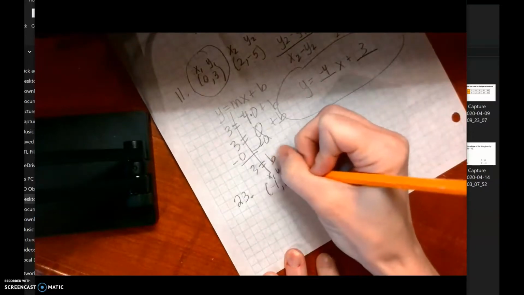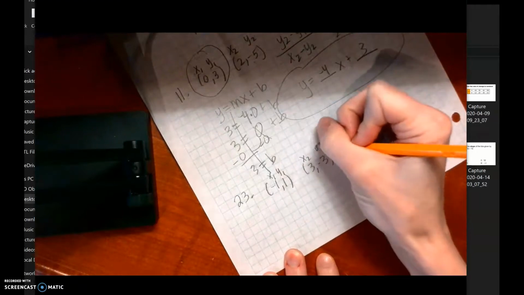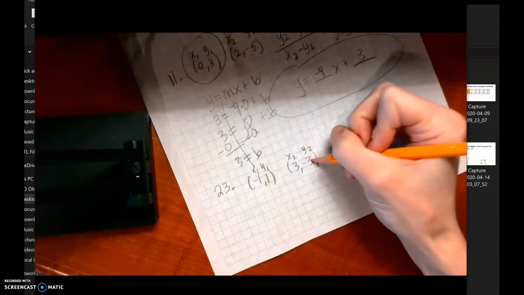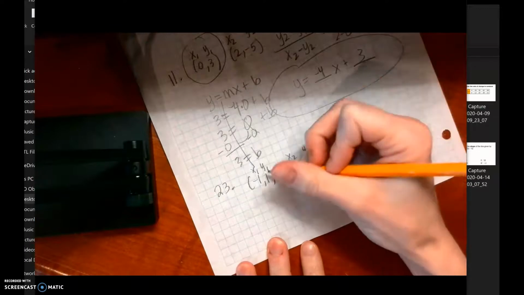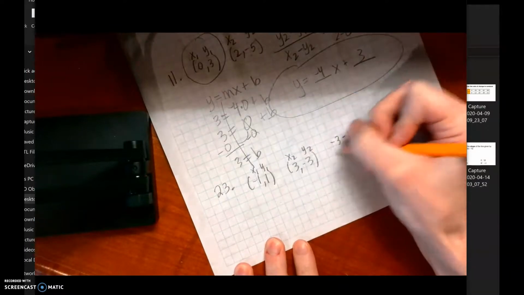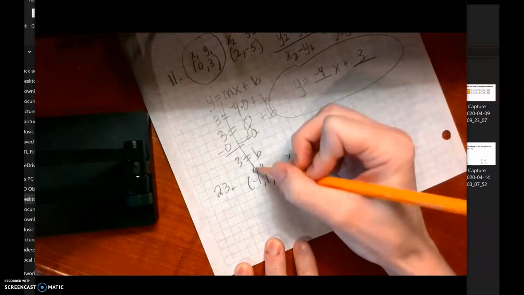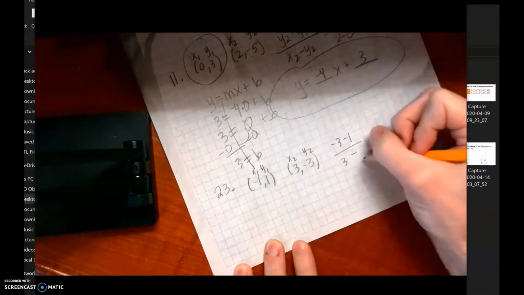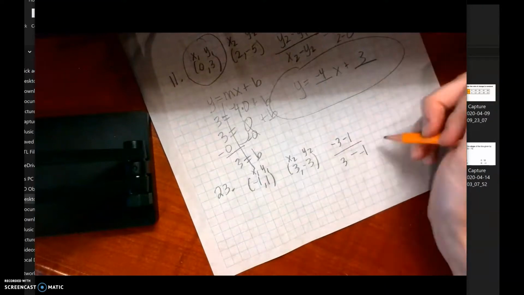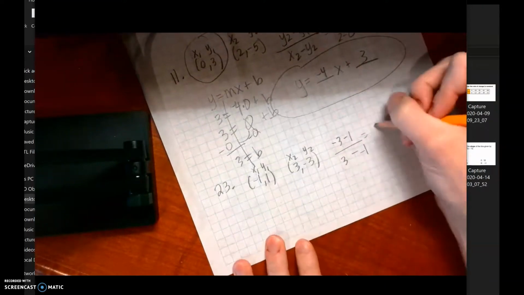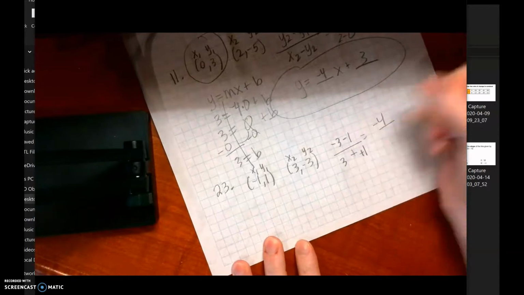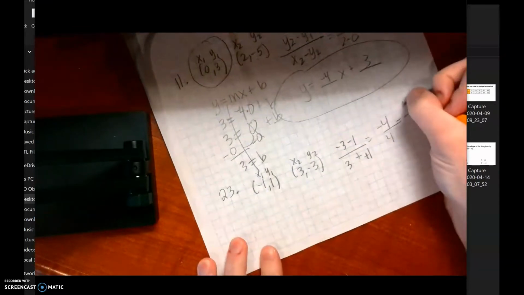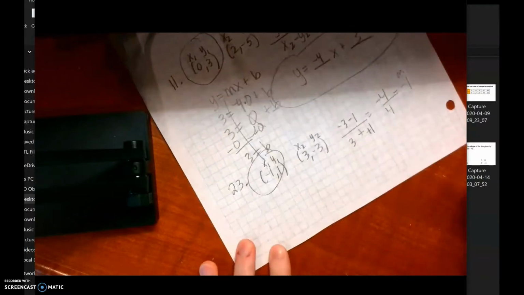This is x1, y1, x2, y2. Okay, so I'm going to do y2 minus y1, so -3 minus 1, and x2 minus x1, so 3 minus -1. Be careful because you're subtracting in the formula, and that's negative. So -4 over 4, which equals -1. Now choose one of the points. I just always choose the first one.